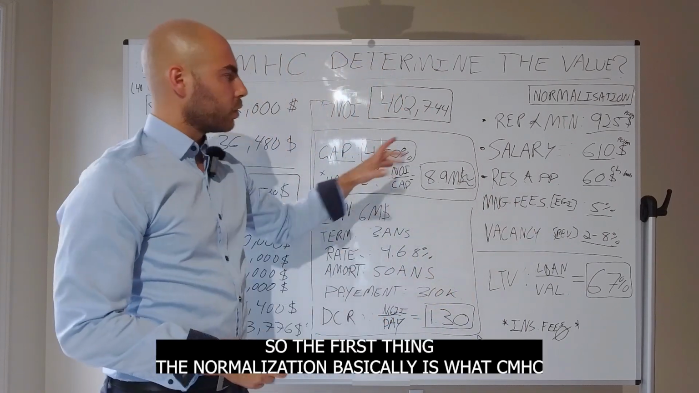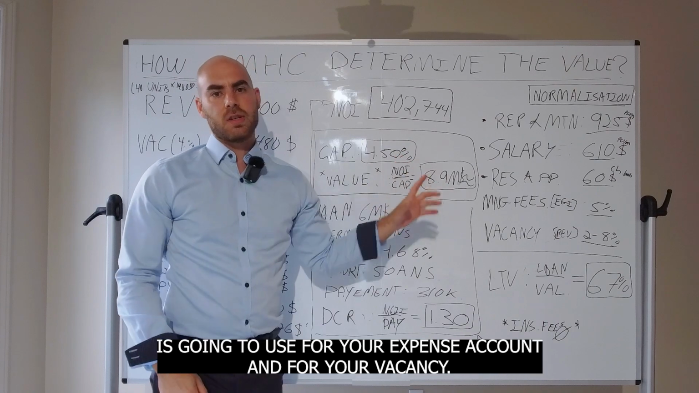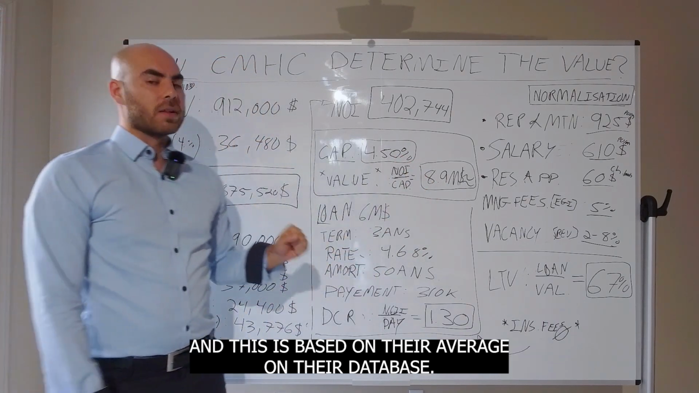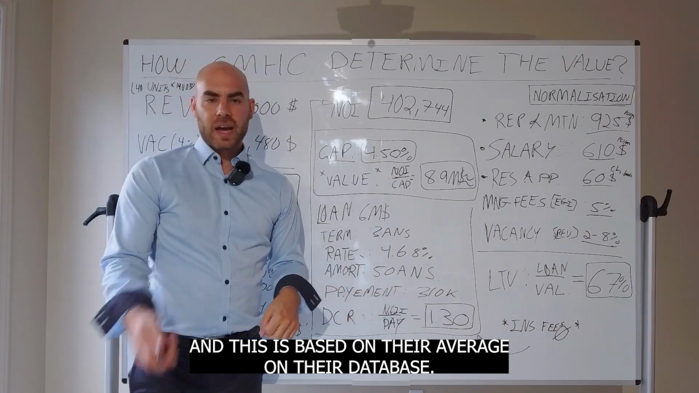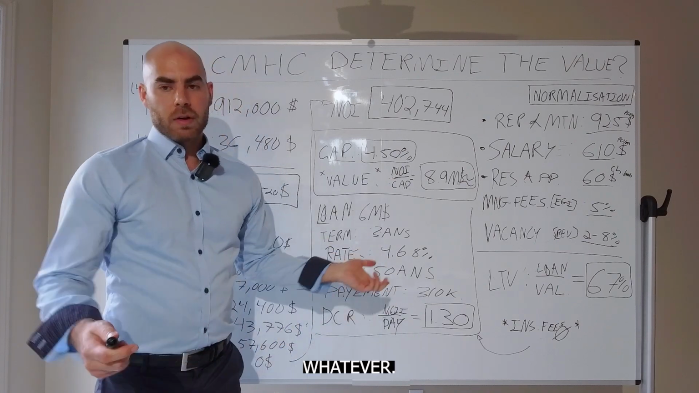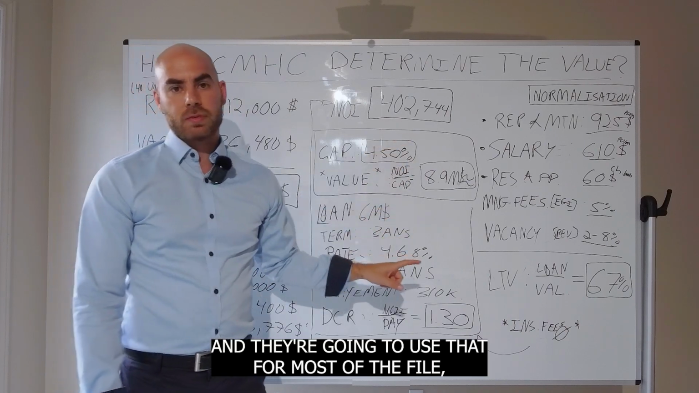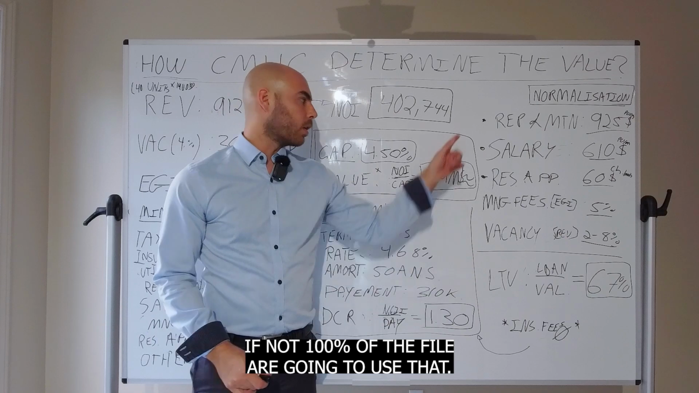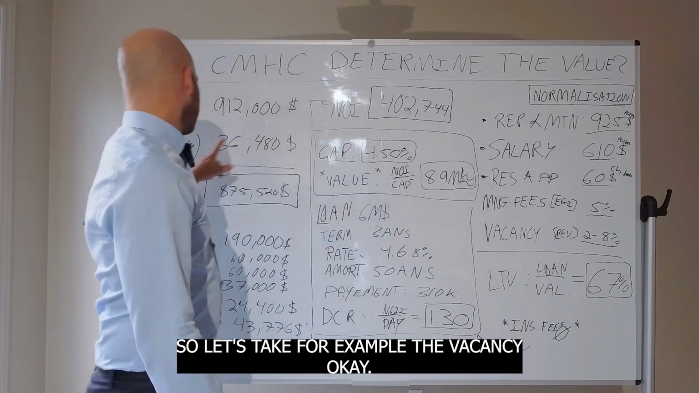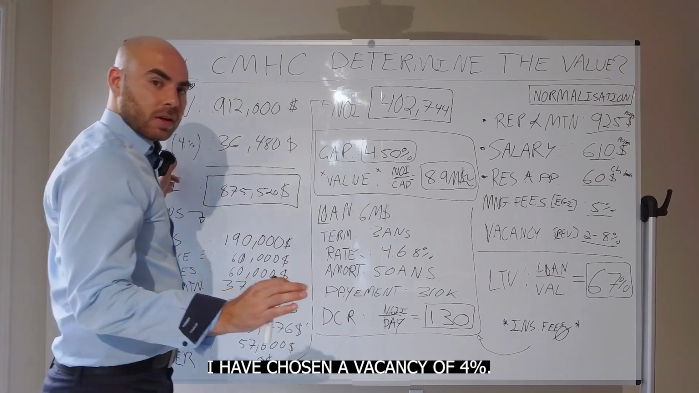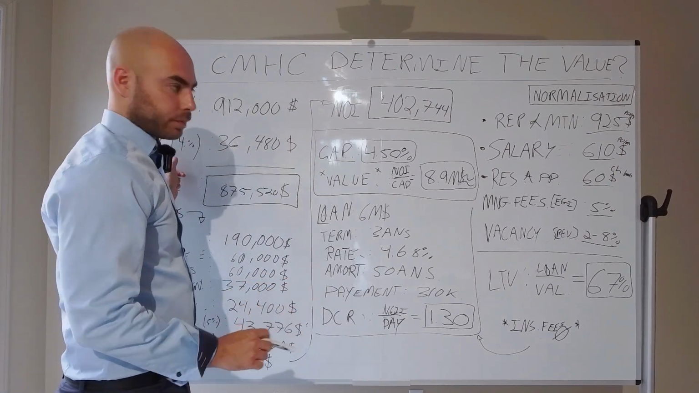So the first thing, the normalization basically is what CMHC is going to use for your expense account and for your vacancy. And this is based on their average, on their database, on their stats. And they're going to use that for most of the file, if not 100% of the file. So let's take, for example, the vacancy, okay? I have chosen a vacancy of 4%.